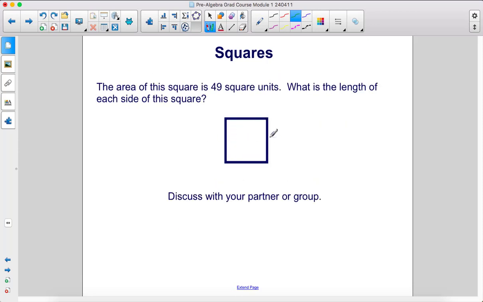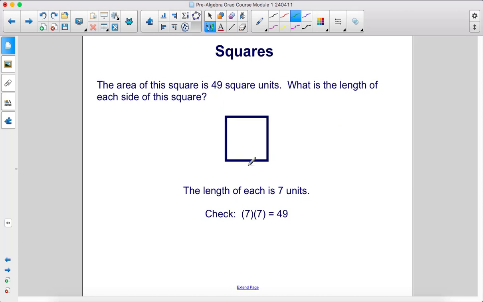The area of this square is 49. What is the length of each side of the square? Discuss with your partner or group. The length of each side must be 7 because 7 times 7 is 49.